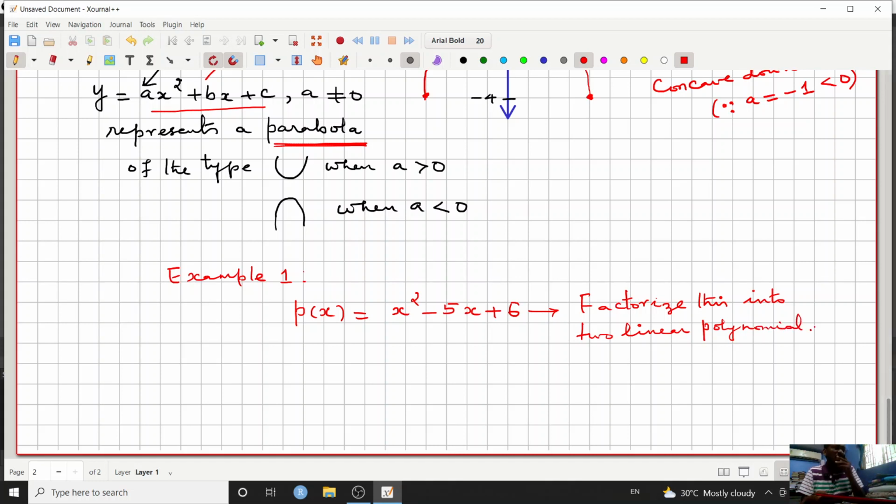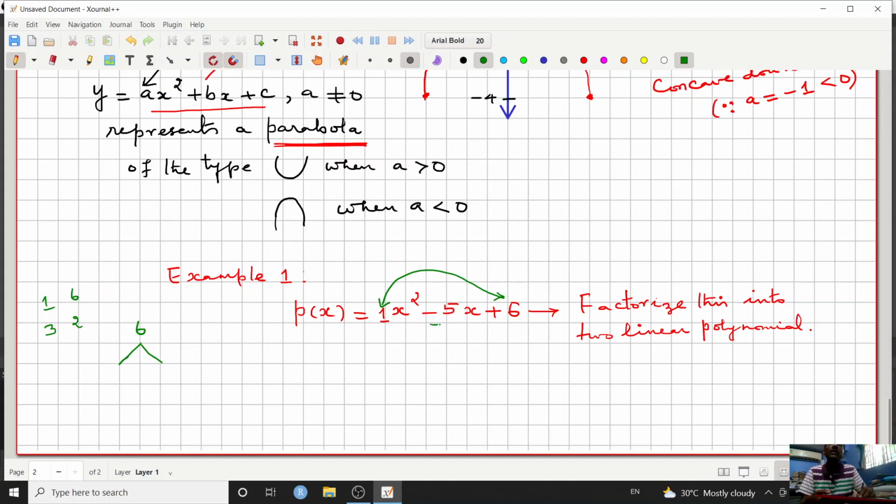This is an important point. Now we can factorize this, and you know what is the coefficient of x square here? The coefficient of x square is 1. Now what we do is multiply the coefficient of x square and the constant term, which is 6. Now what are the possible products of 6? 1 times 6 and 3 times 2, that is 6.